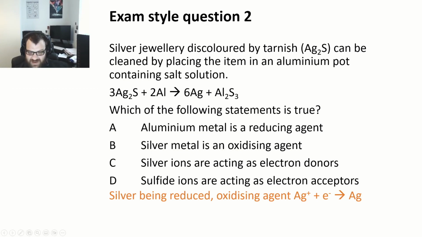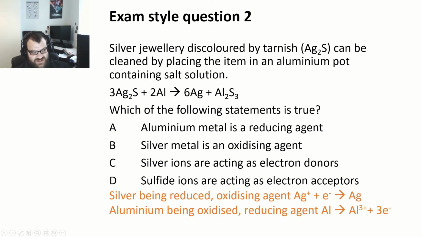Our aluminium is going to be losing electrons, so it's going to be oxidized. It's going to be acting as a reducing agent. Our sulfide is not changed. It's joined up with something at the start, and it's joined up with something at the end. And in each case, it's got a valency of 2. So you can work that through about what charges things have. Sulfide is a spectator ion in this case.